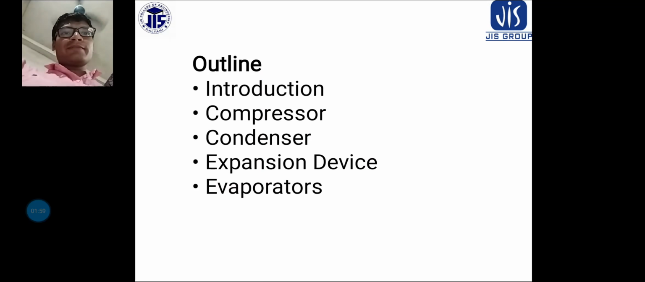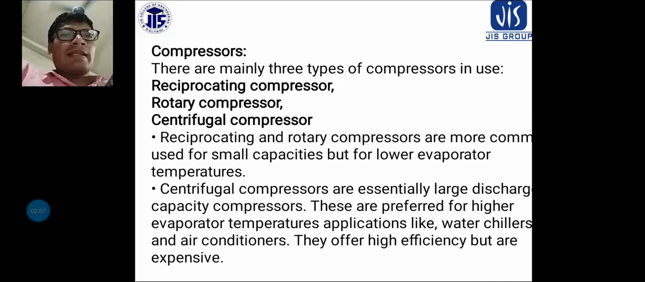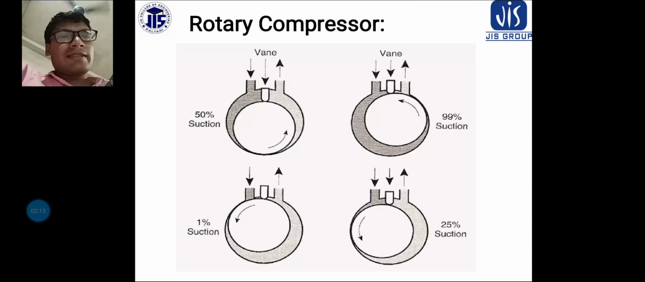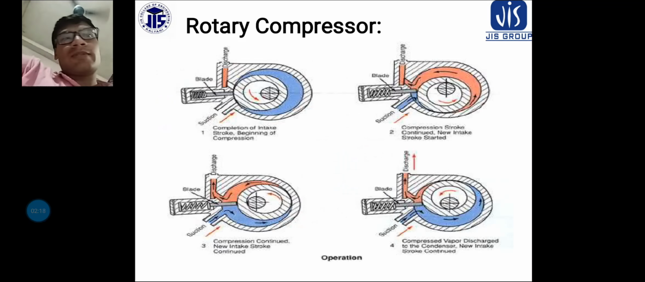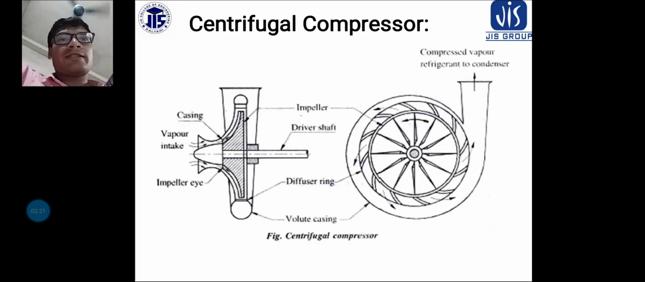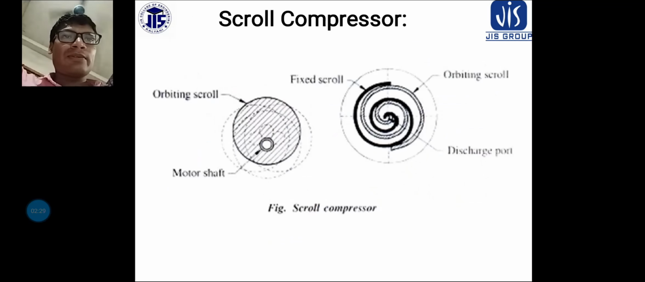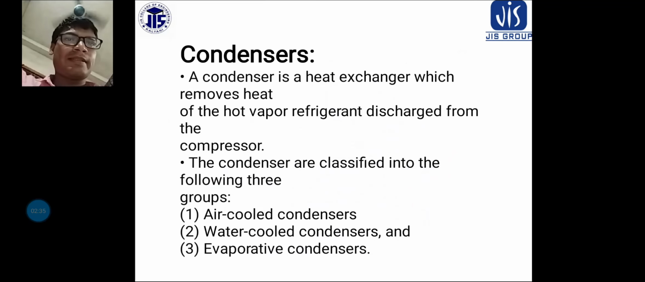You know what we have discussed: the compressor part, where in the reciprocating compressor we have seen the working principle of the reciprocating compressor and the rotary compressor. After that we observed how the rotary compressor works with the help of the diagram. Then we saw the centrifugal compressor, the screw compressor and how it is operated, the scroll compressor, and then the hermetically sealed compressor. After that we discussed the condenser part.